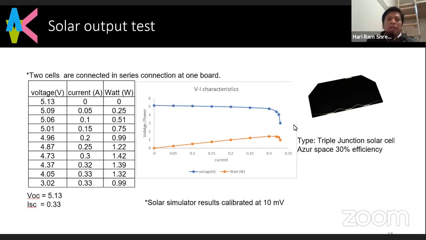Now I'm going to show some test results in BIRDS-3, similar to BIRDS-4 also. This is the Azure Space triple junction solar cell. It has 30% efficiency. At test time, the output voltage VOC is 5.13 and the ISC is 0.33. During this test, we made sure the solar simulator result was calibrated at 10 millivolt, because we have a sun simulator. We did this test inside the clean room.